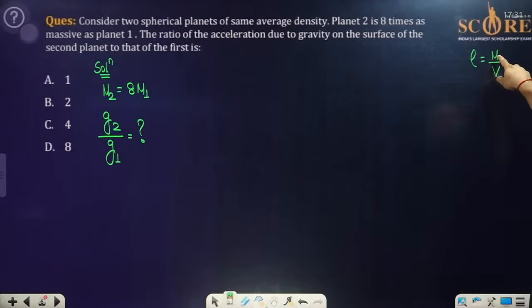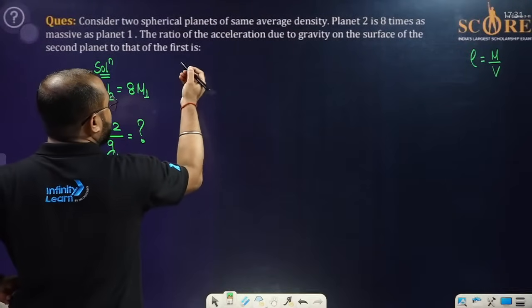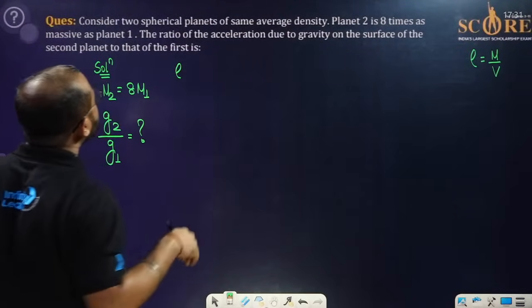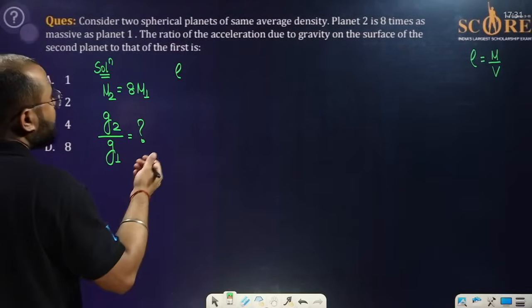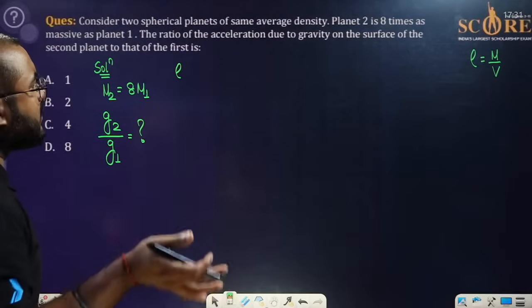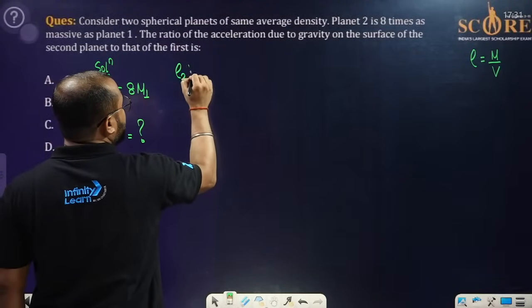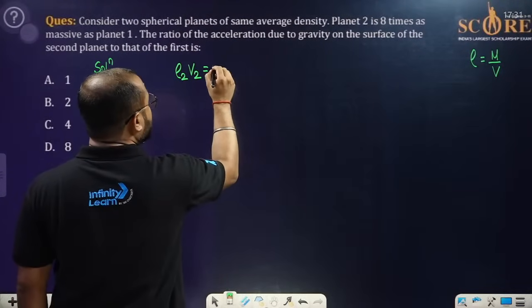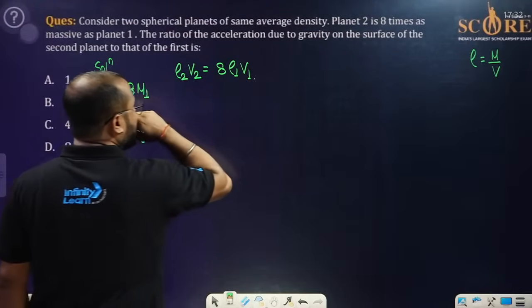If we want to find the masses, we can write M2 as density times volume. Density will be constant, because the two planets are different in size, which may be bigger, but the density is constant. So density 2 multiplied by the volume of planet 2 will equal 8 times density 1 multiplied by the volume of planet 1.